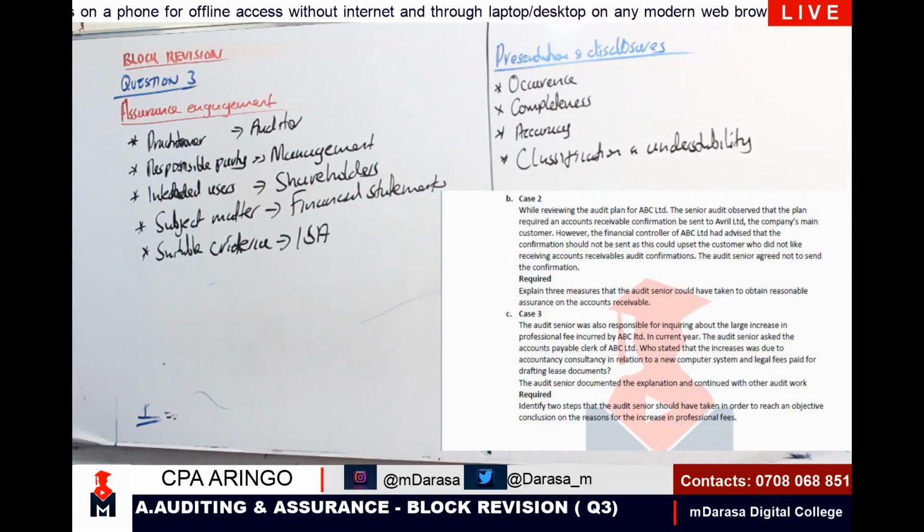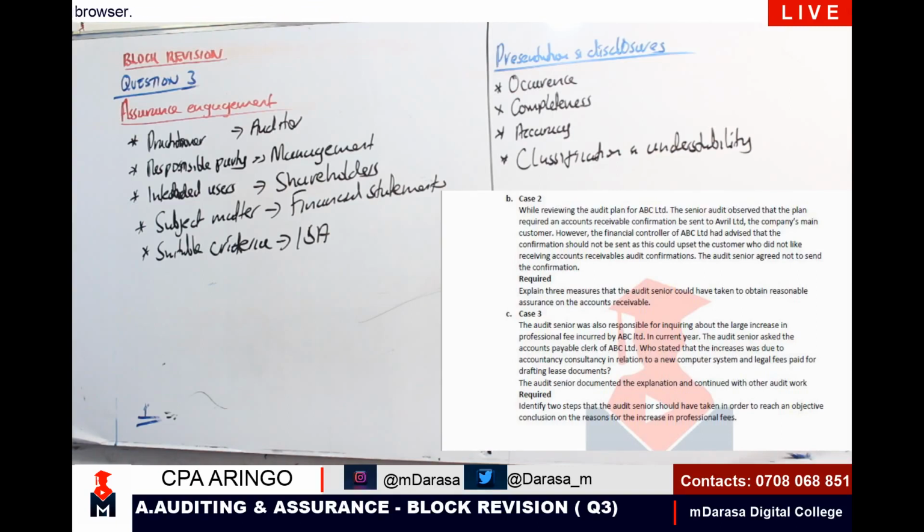to agree the balance from the individual sales ledger. The audit senior should have not only talked to the accounts payable clerk, but also obtained invoices for consultancy fee for the new computer system. That is, of course, we are in case 2, right? We are in case 2. That reconcile the customer statements and the invoices. That is as simple as that.